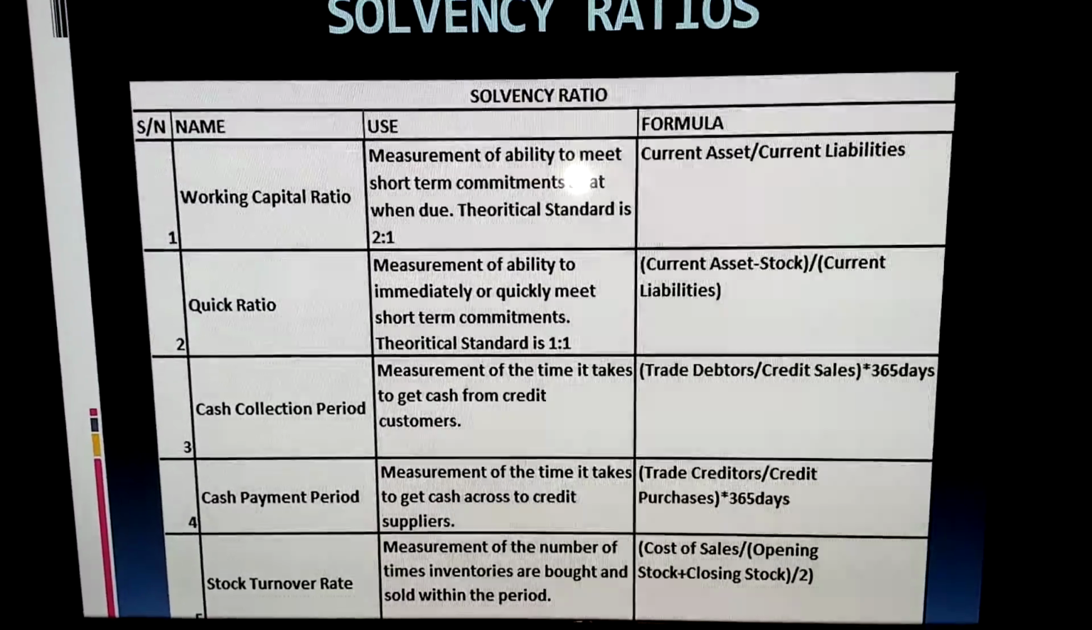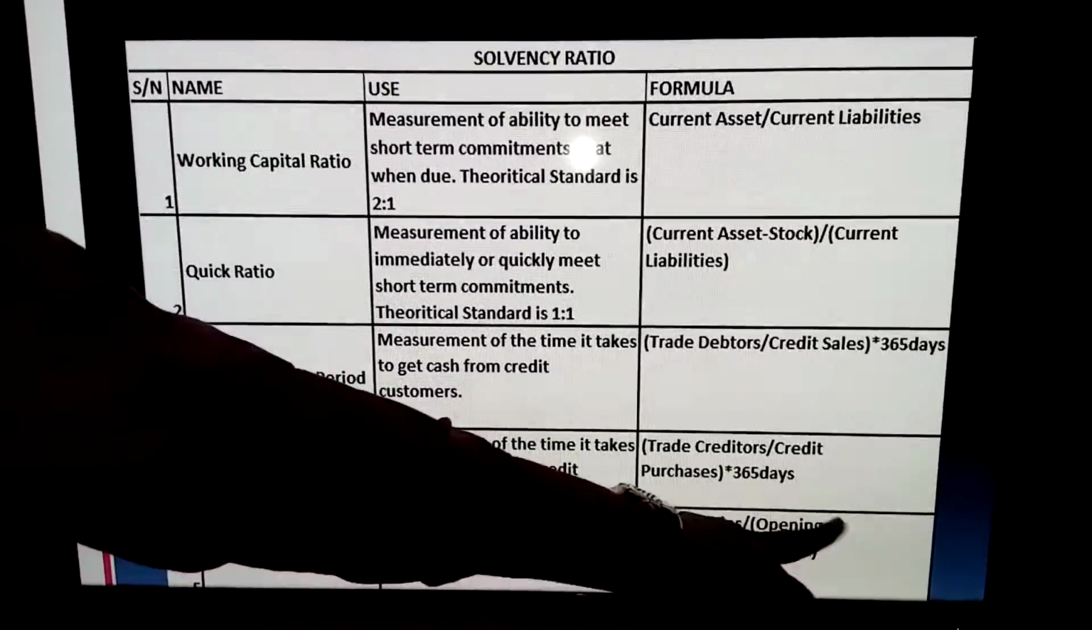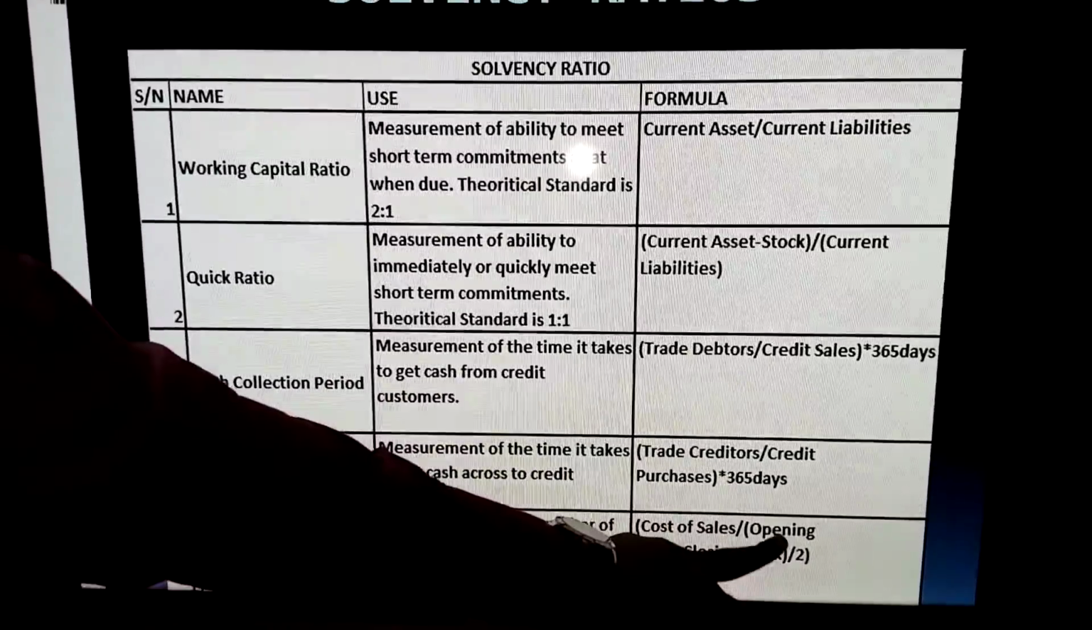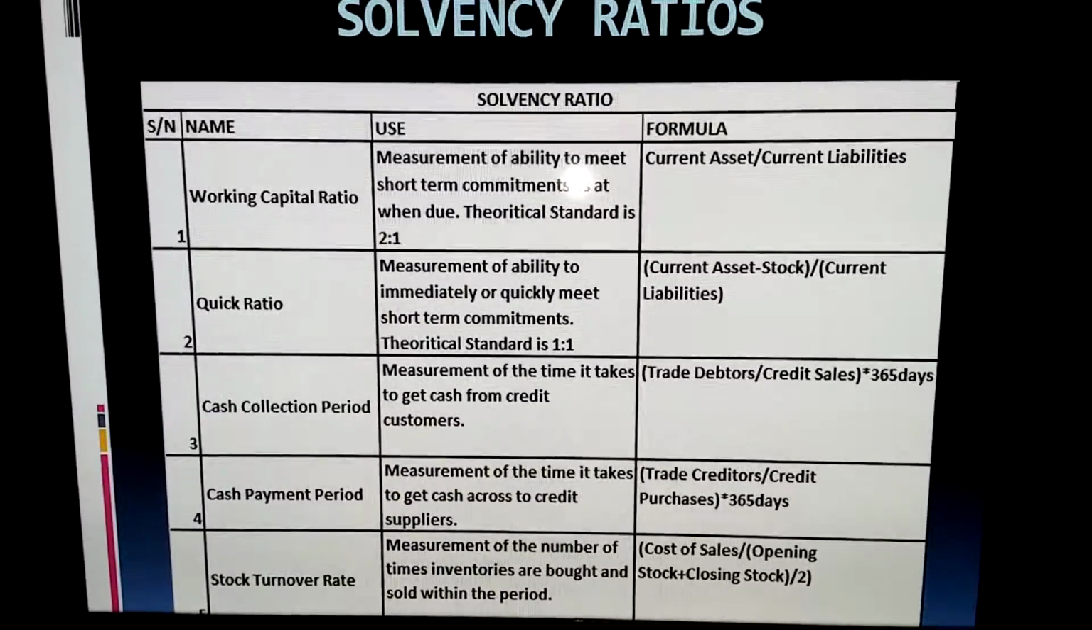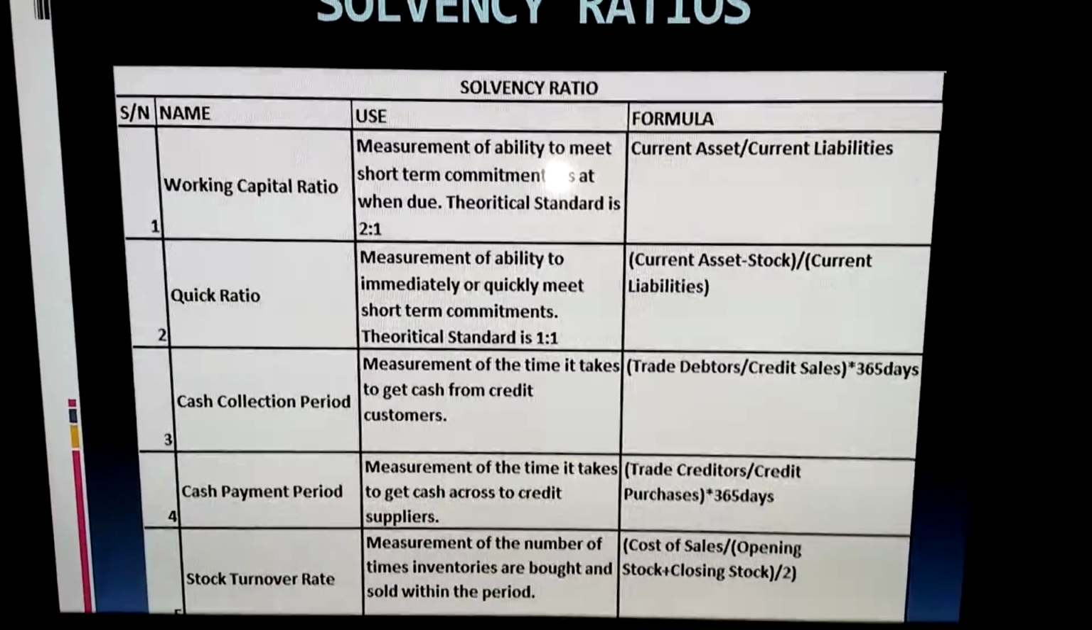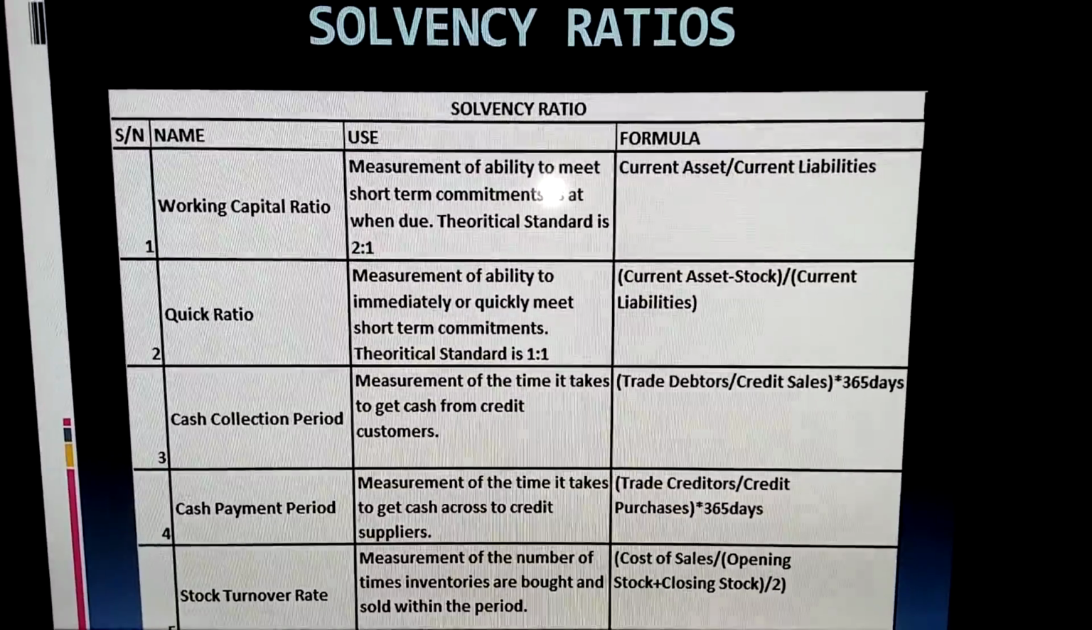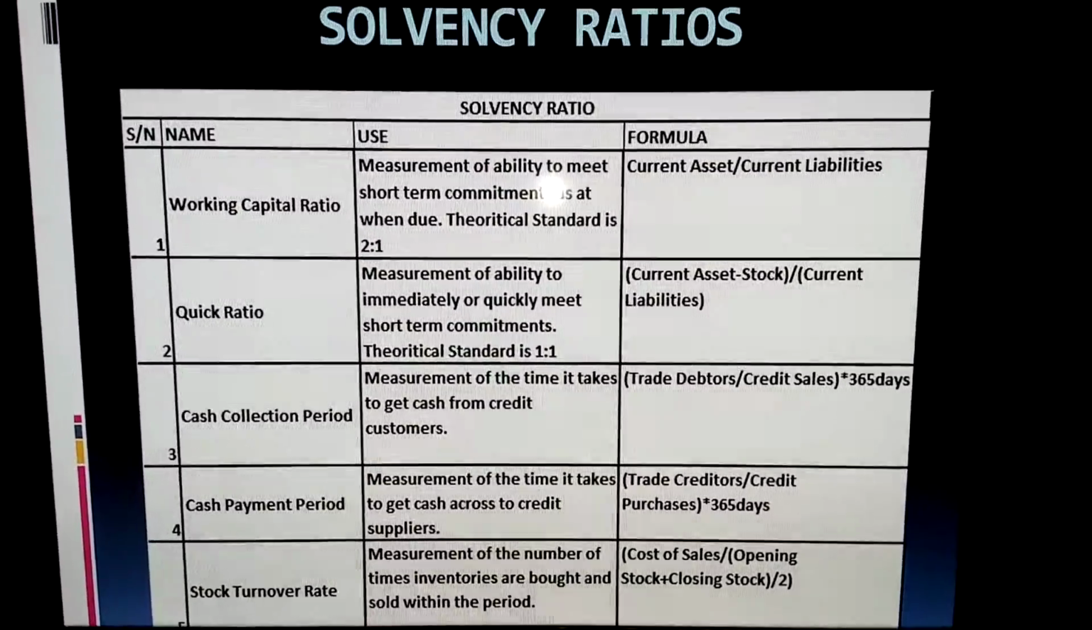So we have cost of sales over what? Opening stock plus closing stock divided by 2. This opening stock plus closing stock divided by 2 is what we call average stock. So we can rewrite it as cost of sales divided by average stock. Your average stock is opening stock plus closing stock divided by 2.